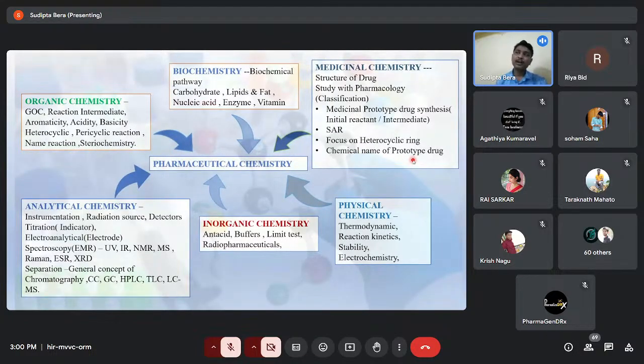Again, if you understand the structure of the molecules, then you can easily predict the IUPAC or chemical name of these prototype drugs.